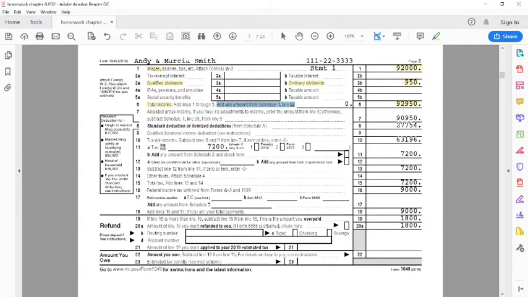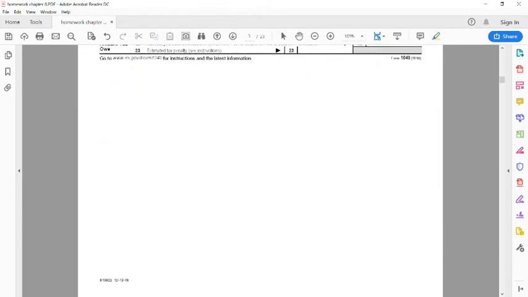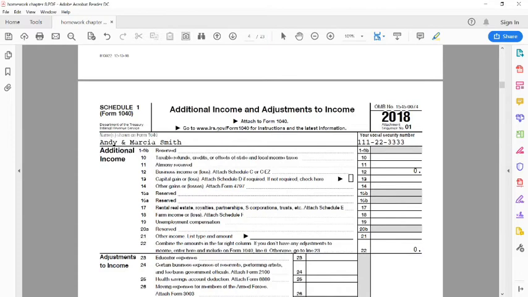Notice this little note right here. If there was something from Schedule 1, line 22, it would go right here. Whoops, so let me get rid of that. So for right now, what we've got is 0. So I'm going to pause here, something that's not on this return, but let's look at Schedule 1, line 22. And it's over here. Schedule 1 is additional income and adjustments to income.